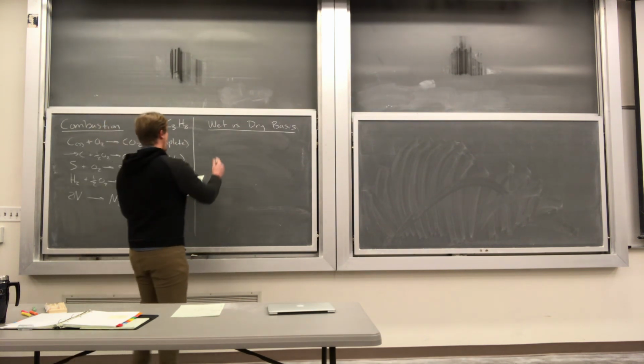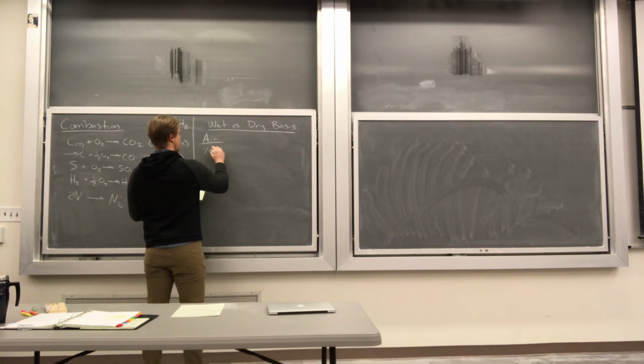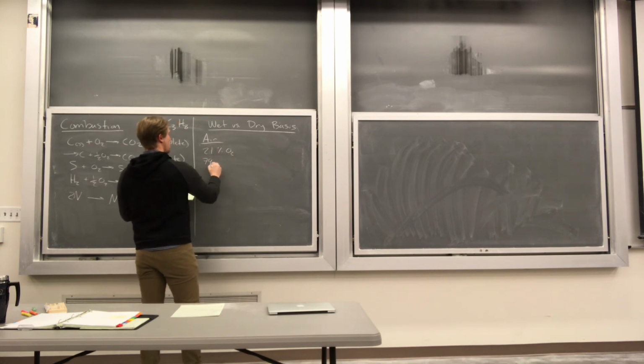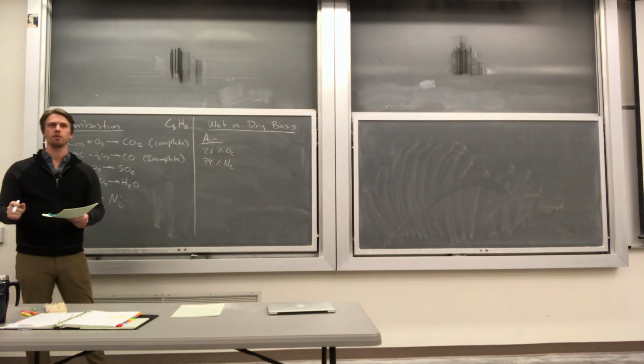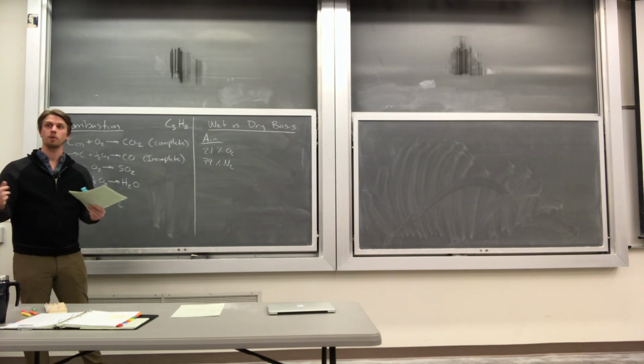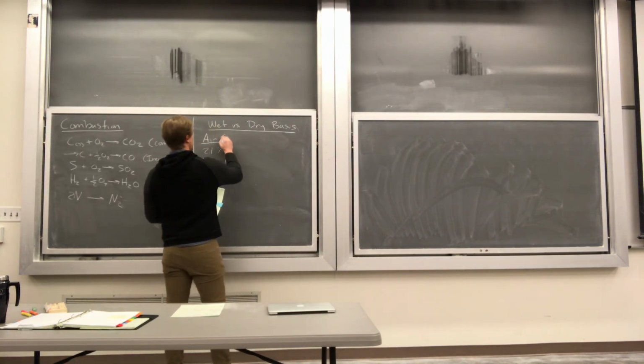All right, so air. We generally list air as 21% oxygen and 79% nitrogen. That is not actually the truth whatsoever. Air is much more complicated. In reality, this is an approximation.